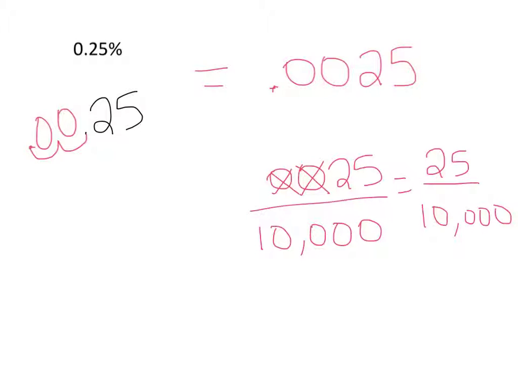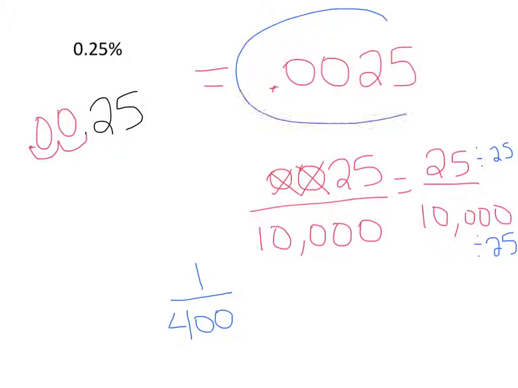So let's reduce it. What can go into both 25 and 10,000? Well, looking at it, I know 25 can go into both. So I'm going to divide both the top and bottom by 25. When I do this, 25 divided by 25 is 1, and 10,000 divided by 25 is 400. So my answers for this problem would be as a decimal 0.0025, and as a fraction it would be 1/400.